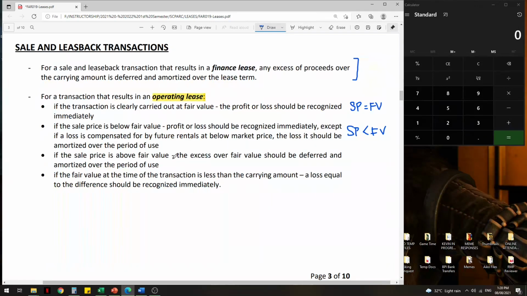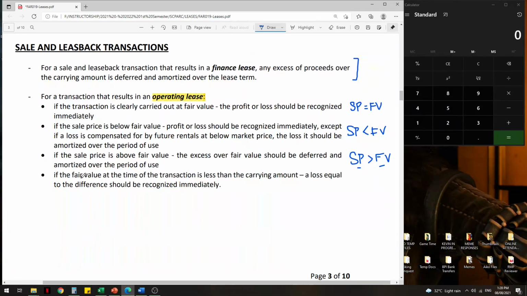If the sales price is above fair value, the excess over fair value should be deferred and amortized over the period of use. Okay, so kung ganito daw ang situation, sales price is greater than fair value. Ang difference ng fair value and sales price, you will have to recognize that as amortization over the period of the lease. So if it's a gain, the difference between the two will be amortized as a gain over the lease term. And lastly, if the fair value at the time of transaction is less than the carrying amount, a loss to the difference should be recognized immediately.